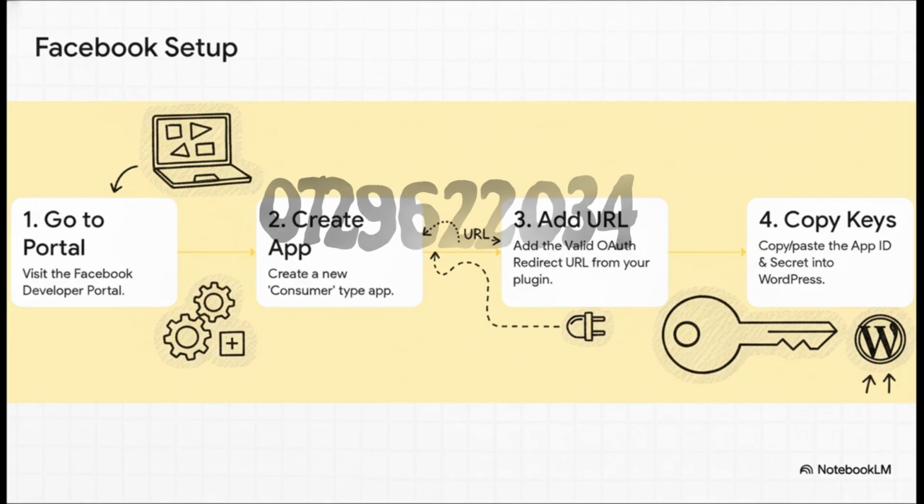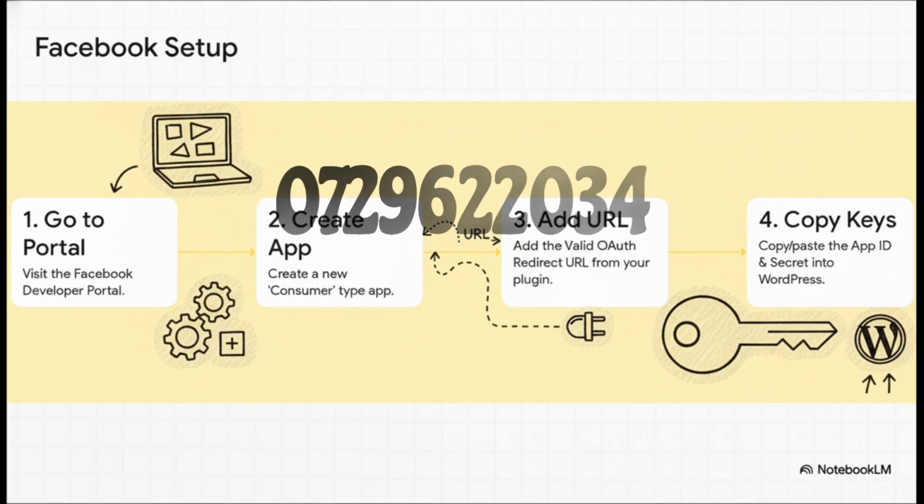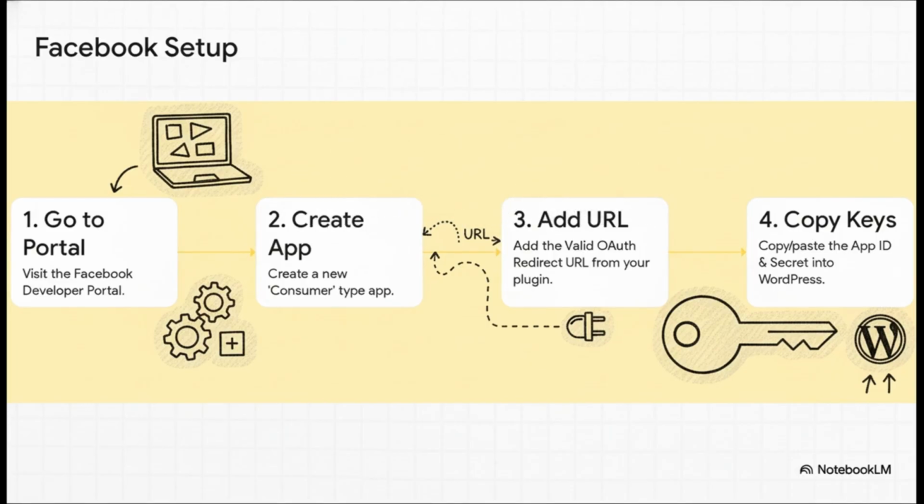Go to their developer portal, create an app, plug in that callback URL from your plugin, and copy the new keys back to your site. You're just rinsing and repeating the pattern.